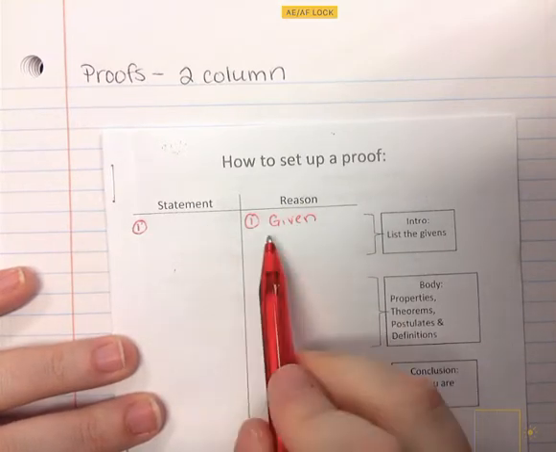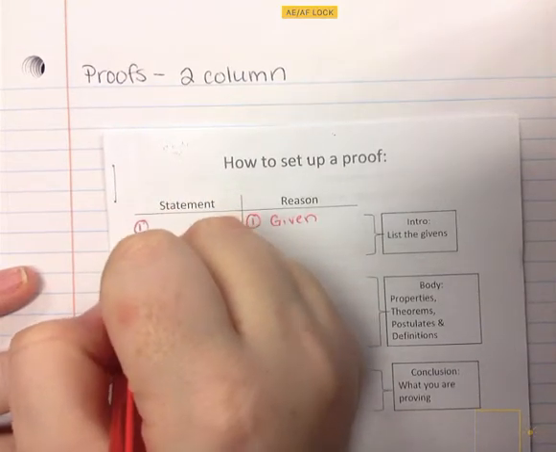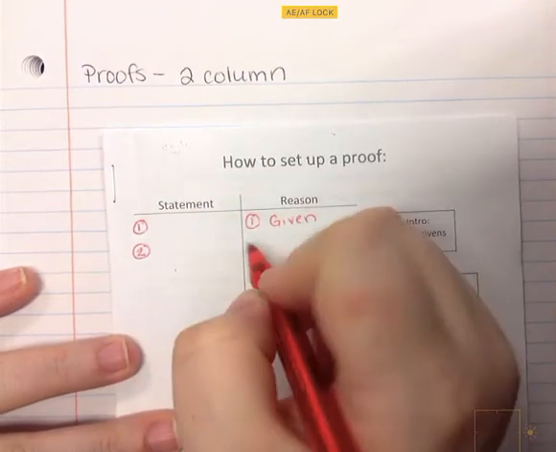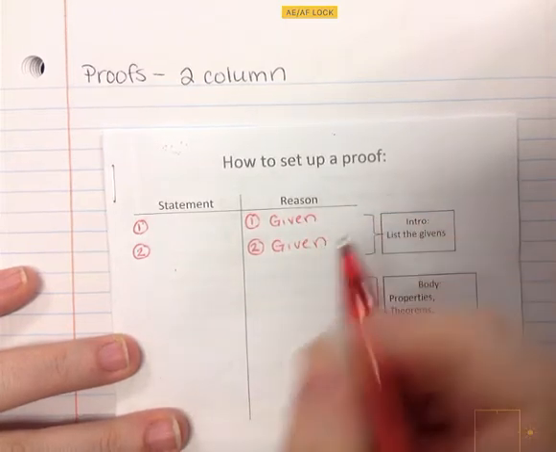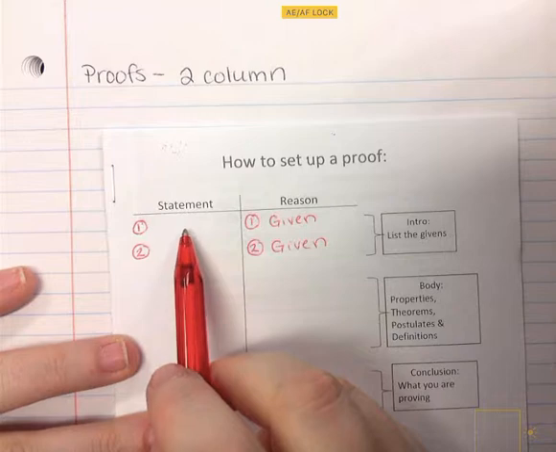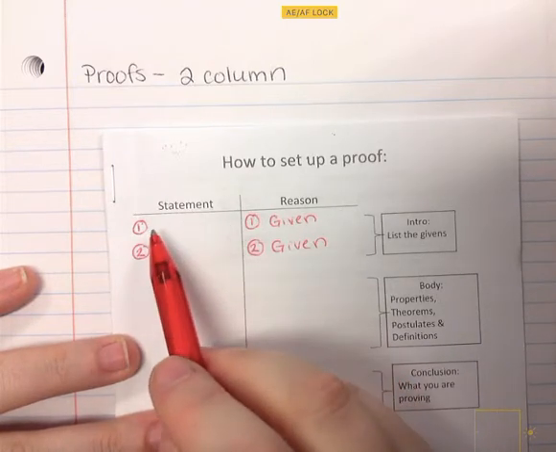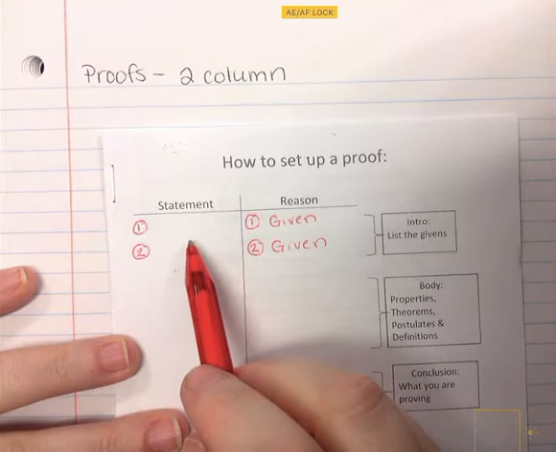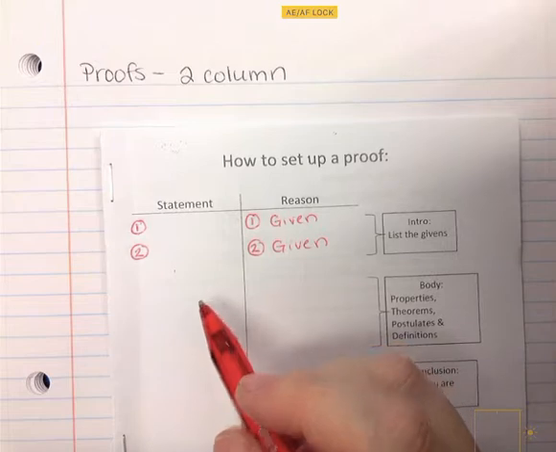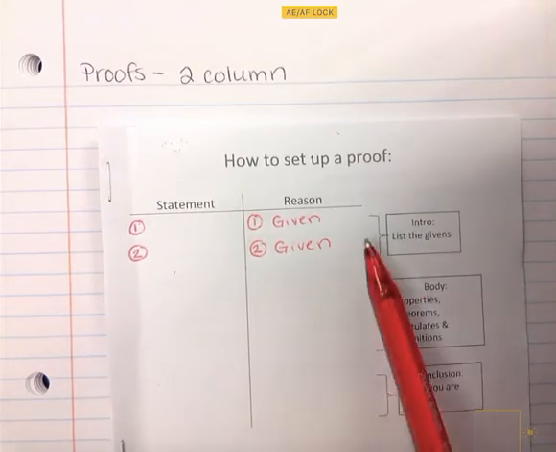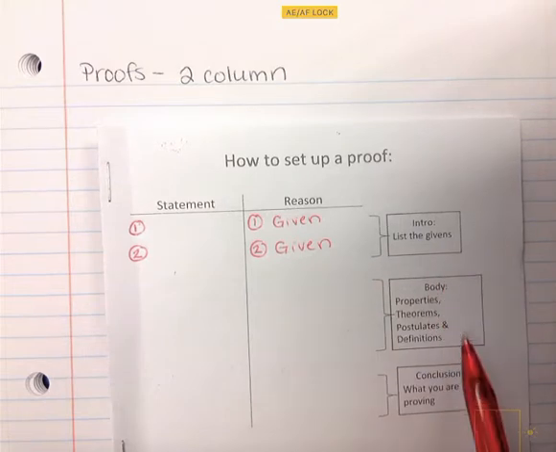There can be multiple givens. You would list them out separately. So if there are two givens, you put statement 2, and then reason 2 would be given. If there are multiple givens separated by commas, you put the first in the first statement, the second in the second, the third in the third, and so forth. Now if there are only two givens, then you've written your entire introduction. Then we need to go into our body paragraphs.